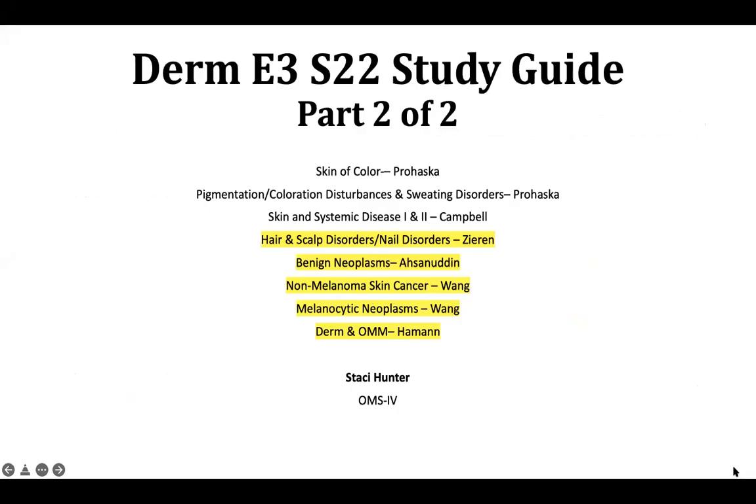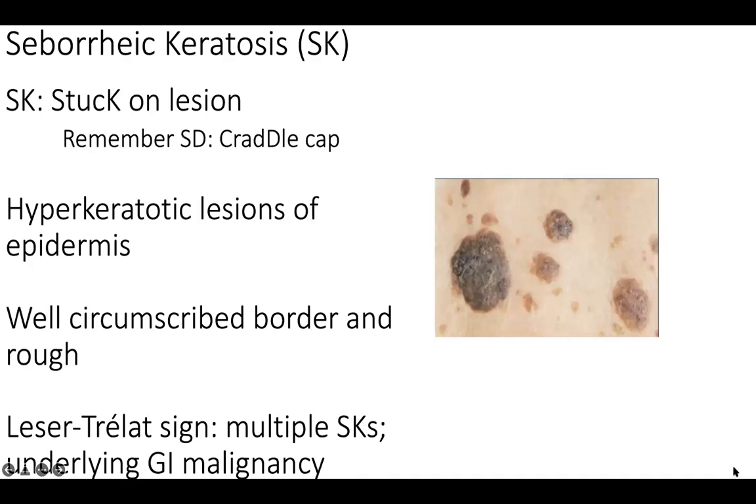All right, so let's get started. We're going to start with benign neoplasms. Okay, so seborrheic keratosis is a stuck-on lesion. So remember, it's stuck on, where seborrheic dermatitis is cradle cap, is how you can remember that. It's hyperkeratosis lesions of the epidermis. It's got that well-circumscribed border and is usually rough feeling.